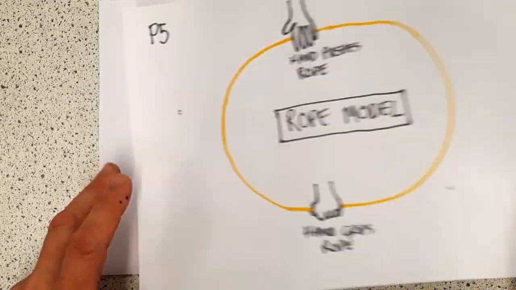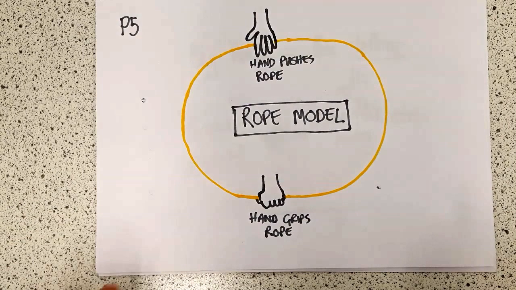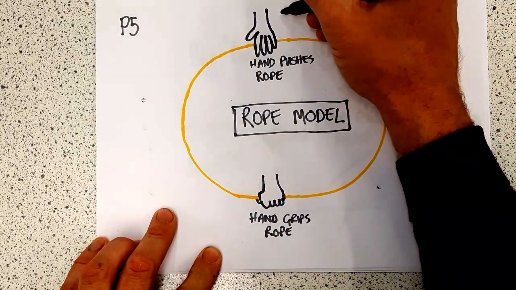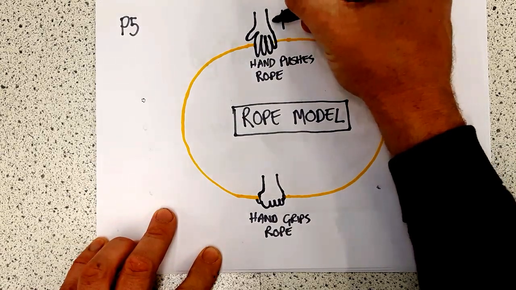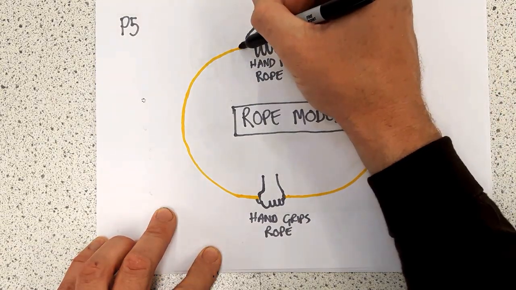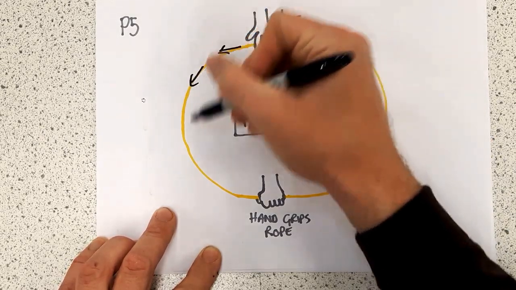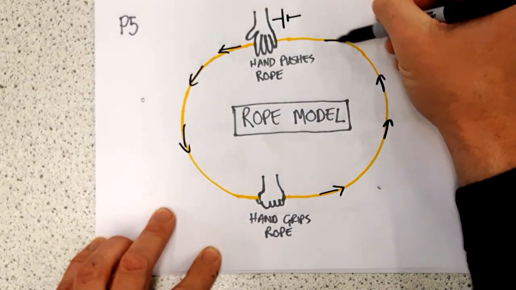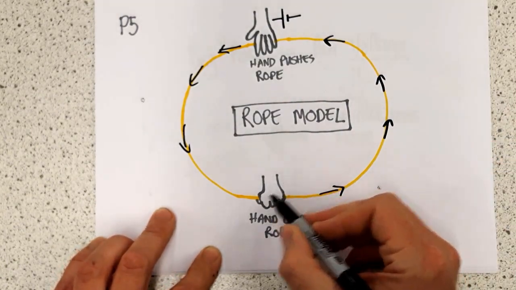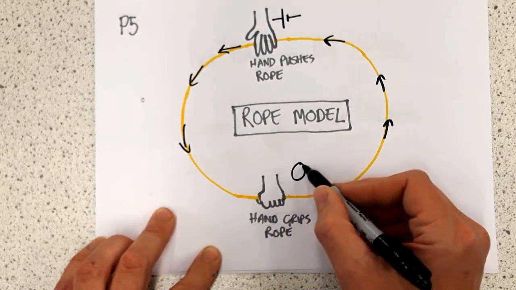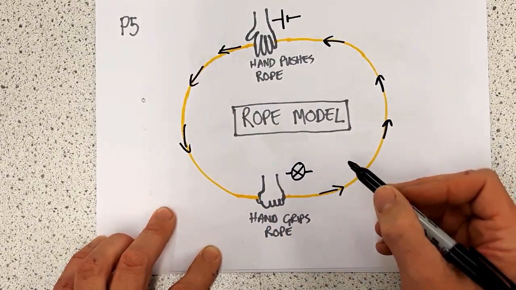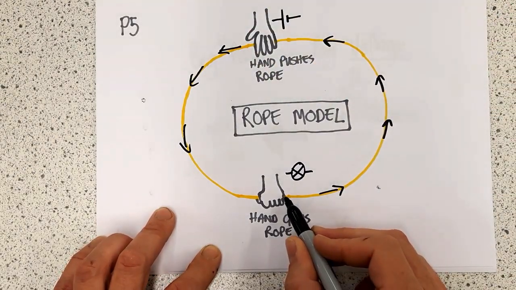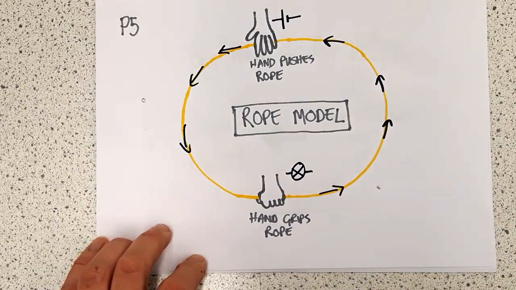Last thing I want to introduce you to is the idea of the rope model. So if you imagine a circuit modeled like this part here, this hand represents the power supply or the battery. So this attempts to push the rope and make the rope move round in a circle. This hand here represents a component in the circuit, for example, a bulb. So this hand provides energy, and it's pushing the rope. This hand is resisting the flow of the energy by gripping it.